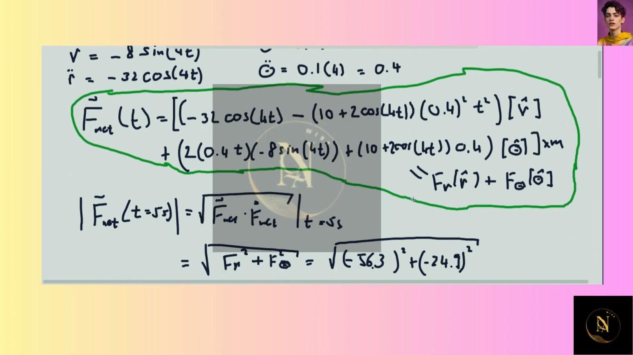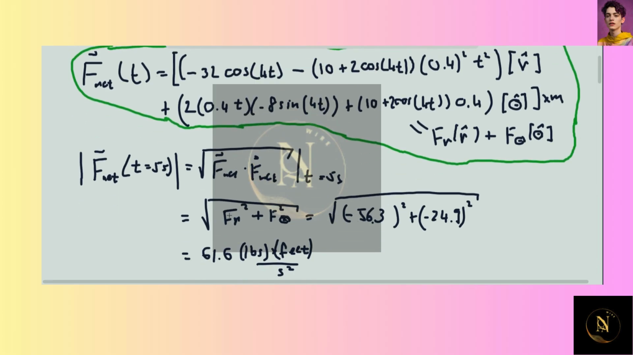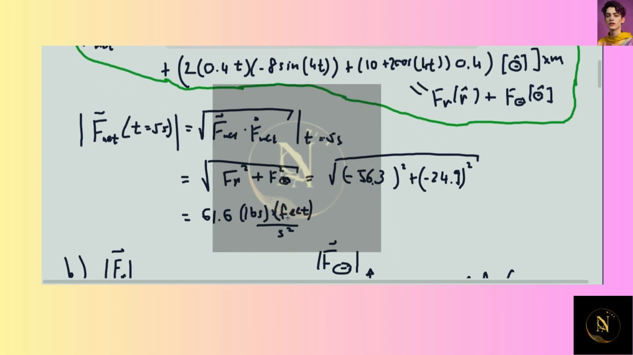If you want to find the magnitude of the force, you want the absolute value of the force, which is taking the dot product of the vector with itself, square rooting the result, and evaluating it at t equals 5 seconds. So this is the square root of Fr squared plus F theta squared, which turns out to be 61.6 pounds times feet per second squared.